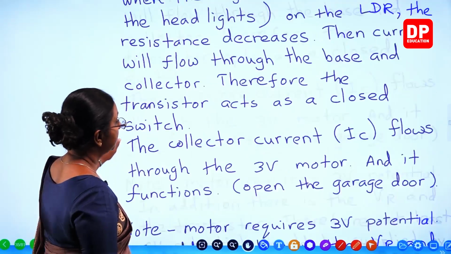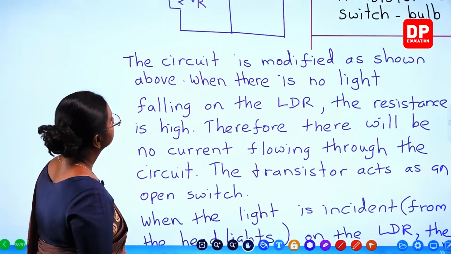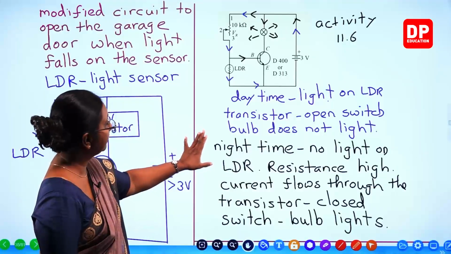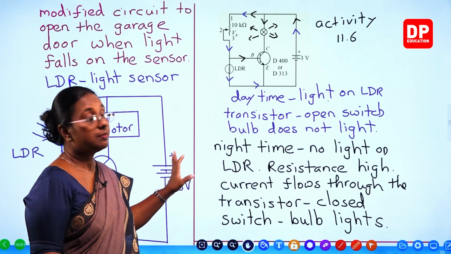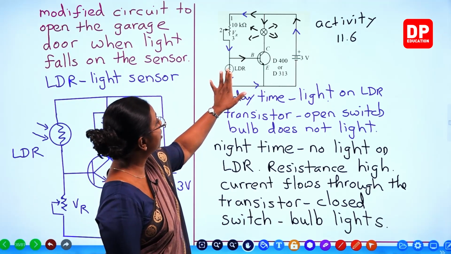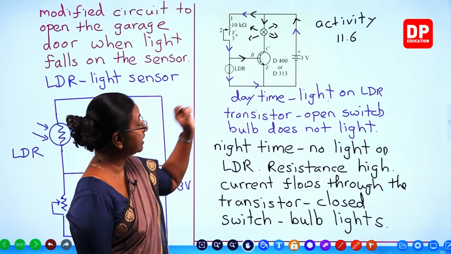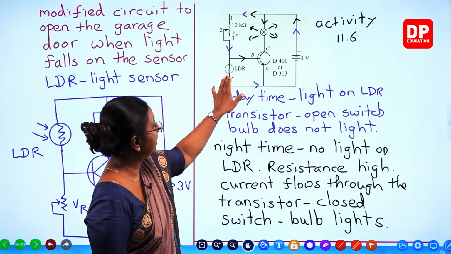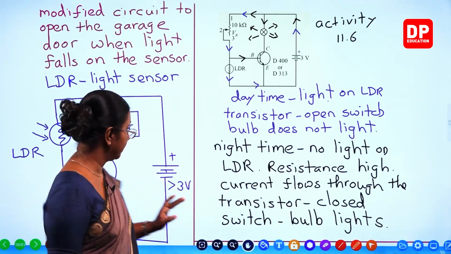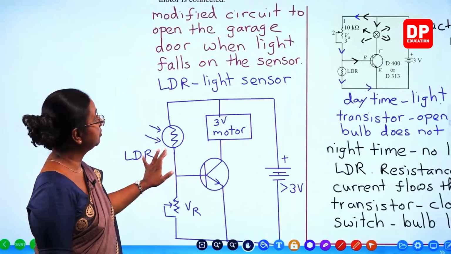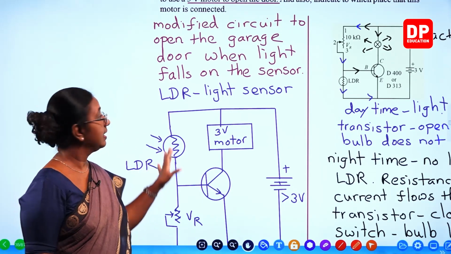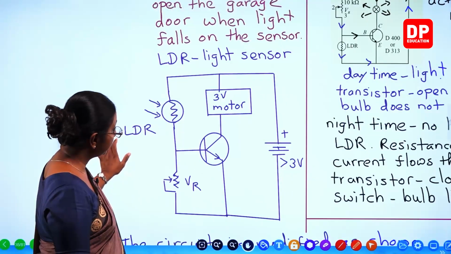So here, if we go back and look at this, this is something I already explained to you all. This is the activity where we use it as an automatic switch. But here you have to remember, light comes on when there is dark outside. When there is no light falling on the LDR, transistor is a closed switch and the bulb lights. When there is light falling on the LDR, transistor becomes an open switch and the bulb does not light. That is the activity. But here we have modified it to suit our requirement. Modify circuit to open the garage door when light falls on the sensor. And LDR is the light sensor. We have modified it. How?